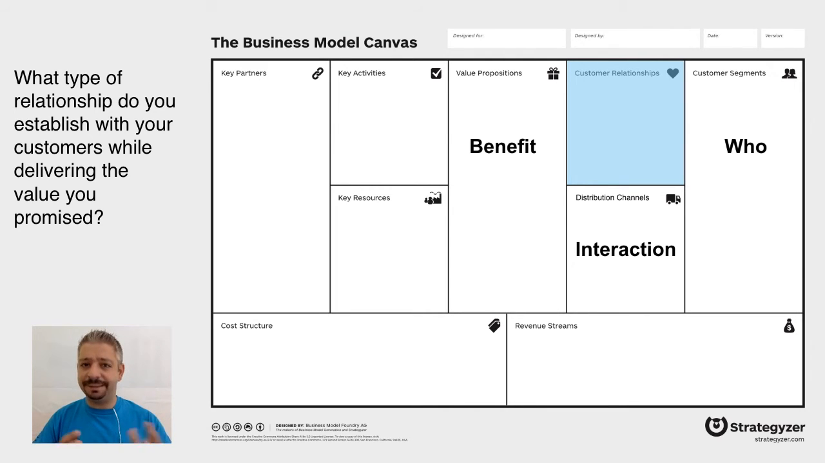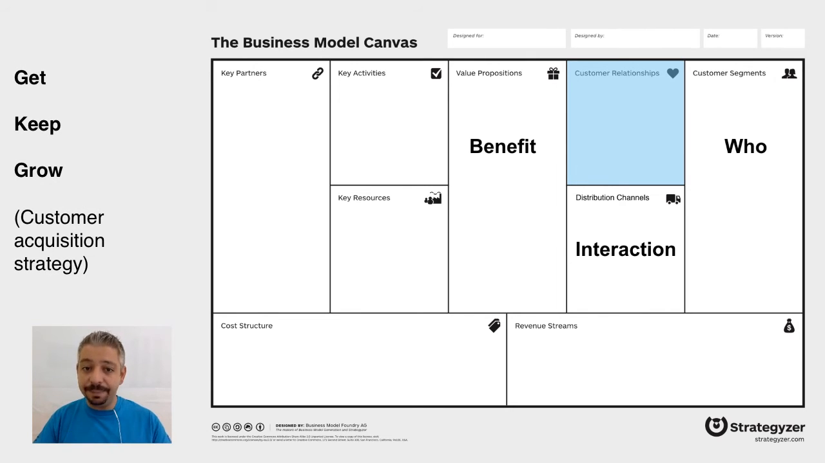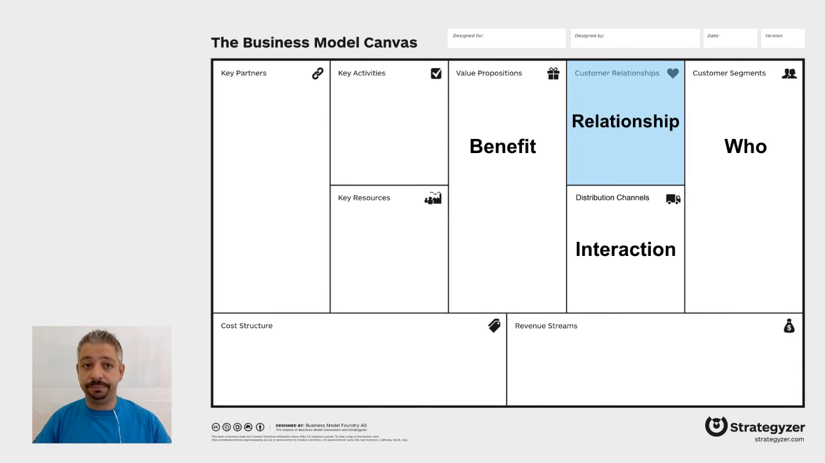I'm sure you've never picked up the phone to call Google to help you with your search, right? Or is it a personal relationship through perhaps some form of concierge service? At the end of the day, the way you build relationships with your customers is based on the strategy of how you plan to get, keep, and grow your clientele. And hence, the one-word reminder here is relationship.